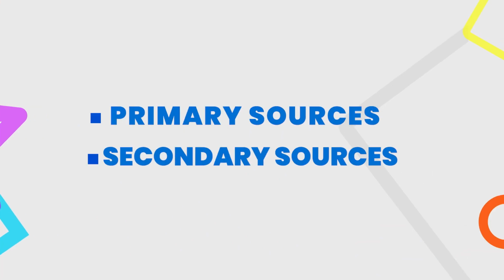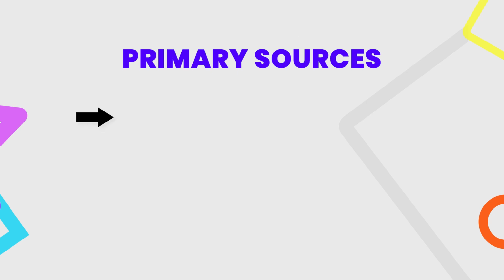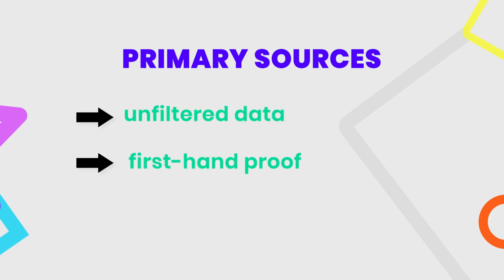The most crucial aspect of preparing a research paper is citing your sources, whether they are primary versus secondary sources. Do you truly comprehend the difference between primary and secondary sources? The capacity to discern between primary and secondary source material is crucial for study in both the arts and the sciences. Primary sources offer unfiltered data and first-hand proof.